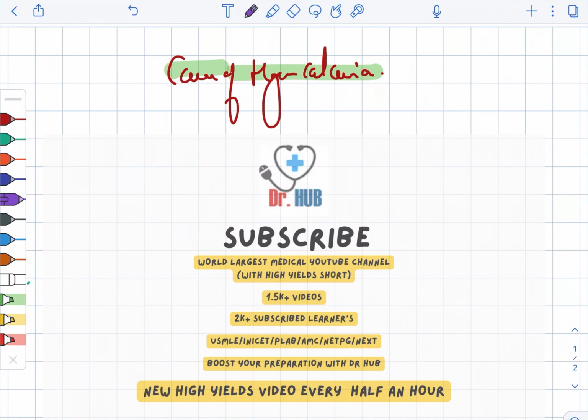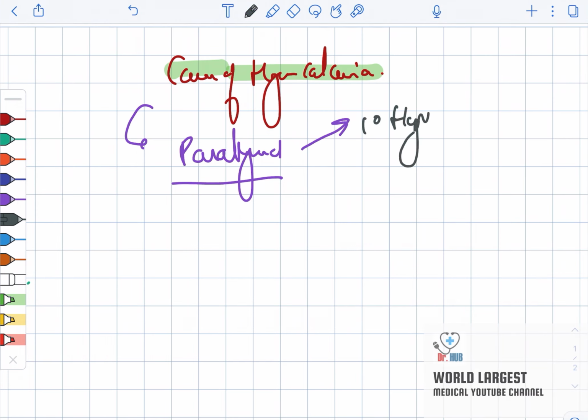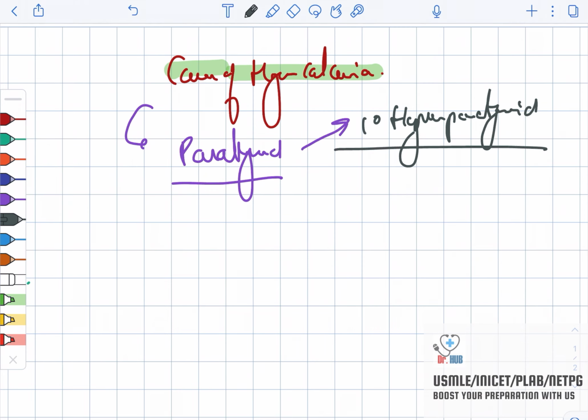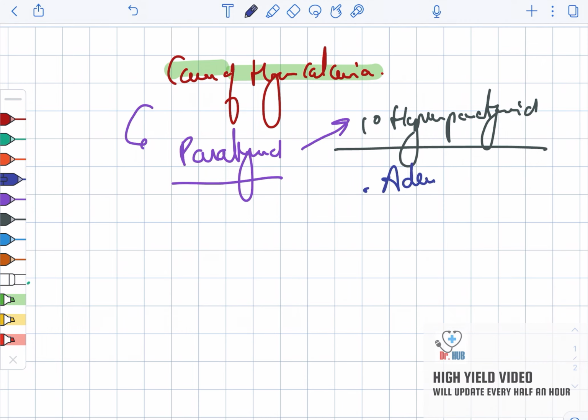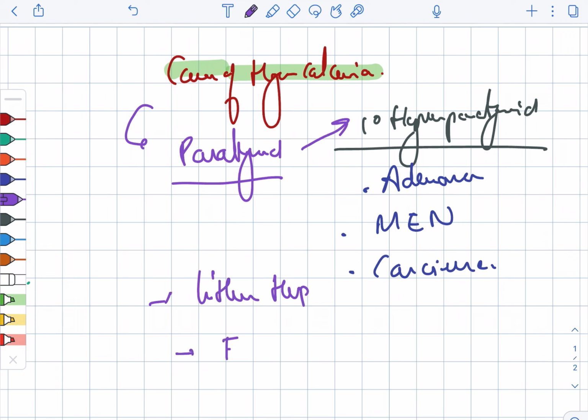Causes of the hypercalcemia. So firstly, looking at the parathyroid causes. In case of the parathyroid related causes, there is the primary hyperparathyroidism. In case of the primary hyperparathyroidism, this includes the adenomas, includes the multiple endocrine neoplasia as well as the carcinoma.